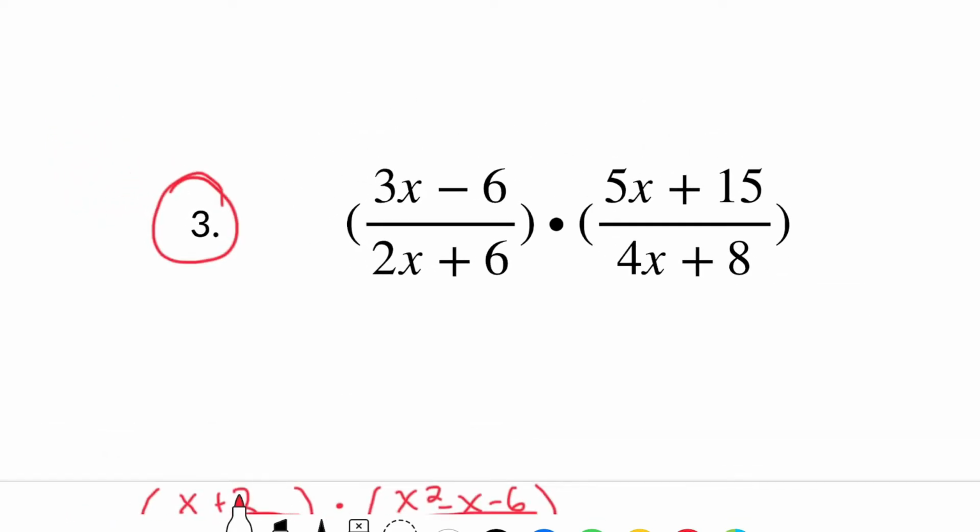Number 3, the first part we are looking at is 3x minus 6. And we're asking ourselves that flowchart that we created in Unit 3: do we have a GCF? Yes, so let's factor it out. Our GCF is 3. So 3x divided by our GCF is x. Then we have negative 6. Negative 6 divided by our GCF is negative 2.